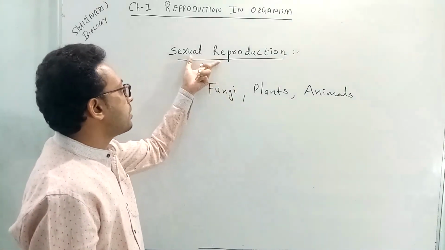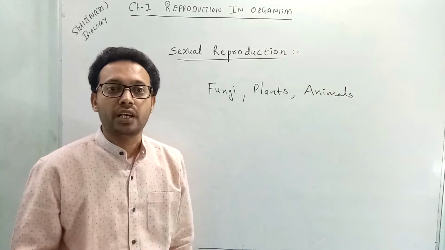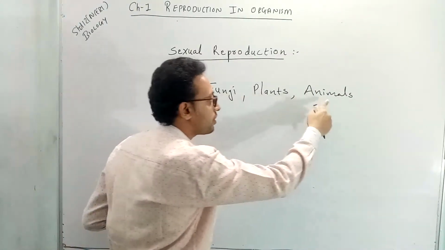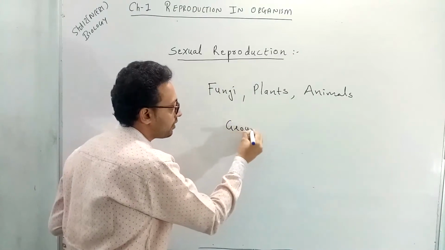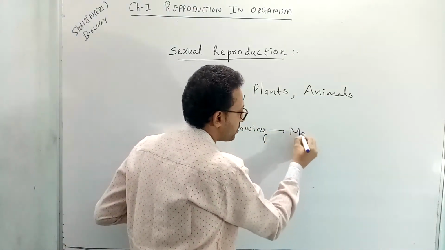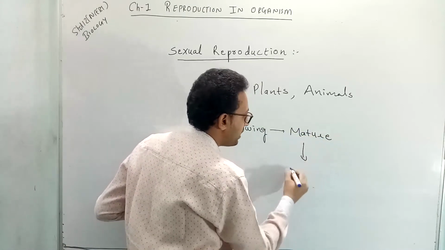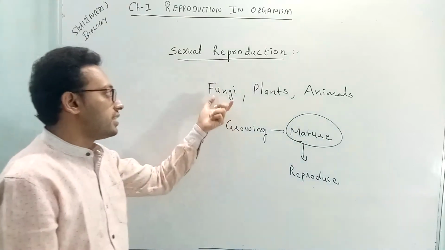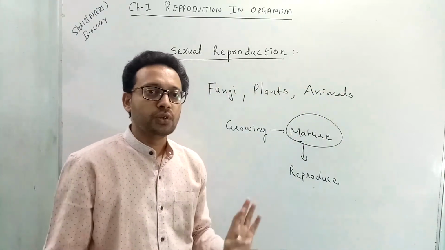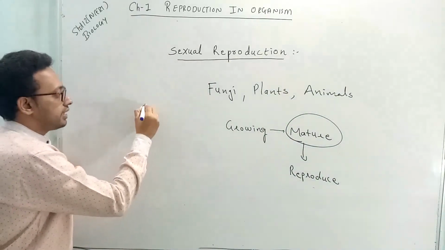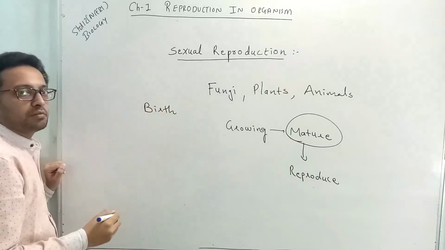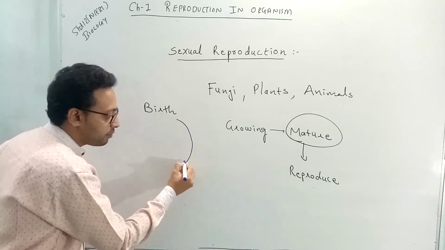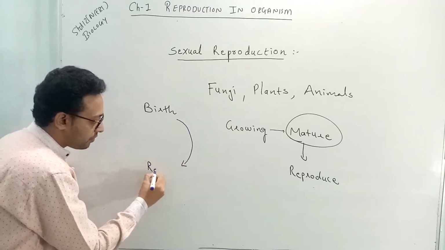But when we talk about sexual reproduction in fungi, plants and animals, they share a common characteristic. What is the common characteristic? Whether it's a fungus, plant or animal, they grow. After growing, they become mature. Once they become mature, then they can reproduce. Without becoming mature, they cannot reproduce. So for any living organism, first the organism is produced, which we call birth. After birth, it grows up and becomes mature. After maturity, it will reproduce.